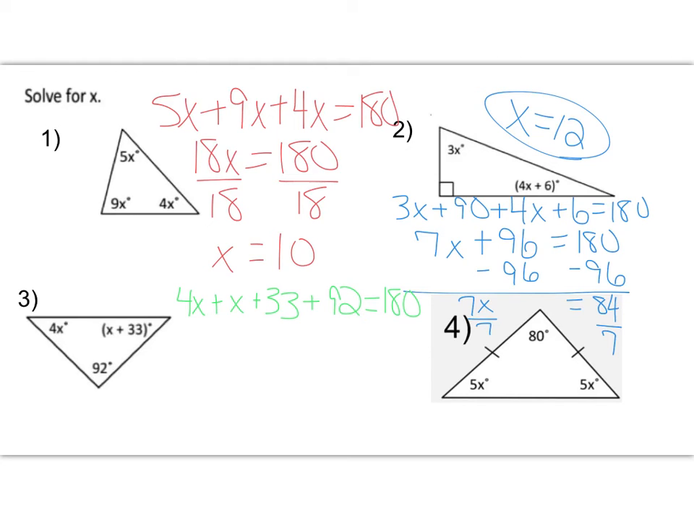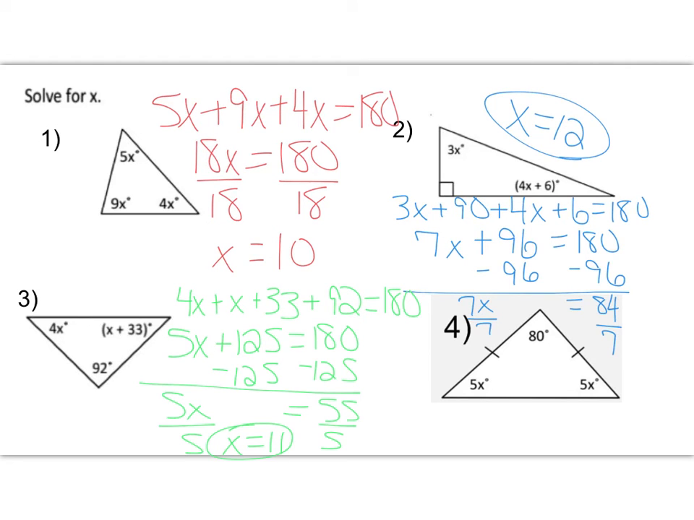Your order might be different, but you should have 4x plus x plus 33 plus 92 equals 180. Remember, addition is commutative. You can have those in any order. Okay, now solve for x, and tell me what you get. I got x was 11. If you need to make corrections, correct your work.